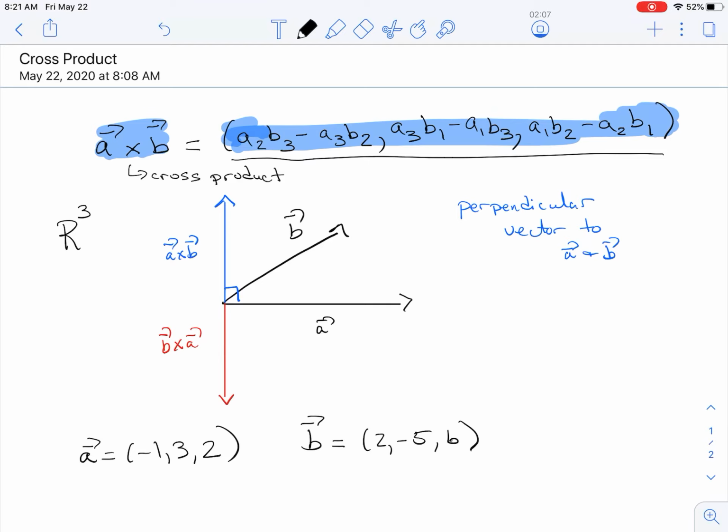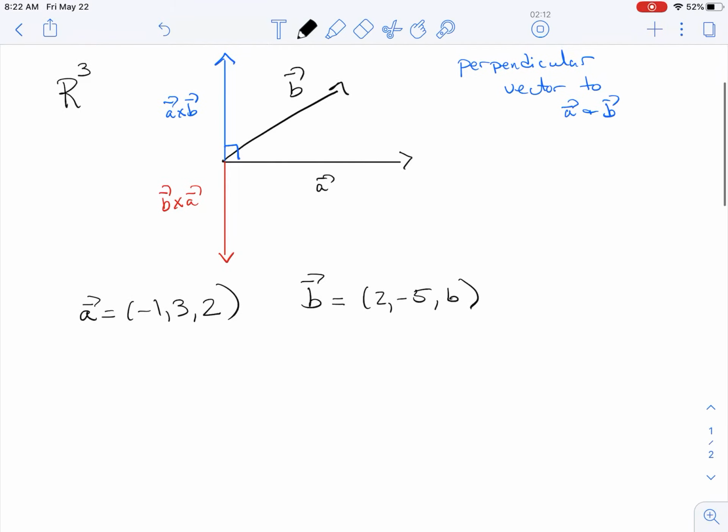You might be looking up here at what looks like a formula and saying, what is this A2, B3? So let's look at 2 vectors. I've got vector A and I've got vector B. And again, these could have been vector P and vector Q, right? That doesn't really matter what the variables are. So this would be A1, A2, A3: X component, Y component, Z component. This would be B1, B2, B3: X component, Y component, Z component.